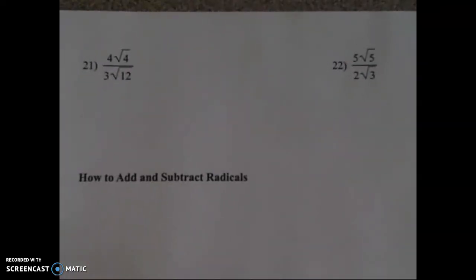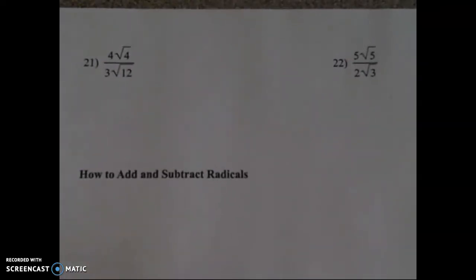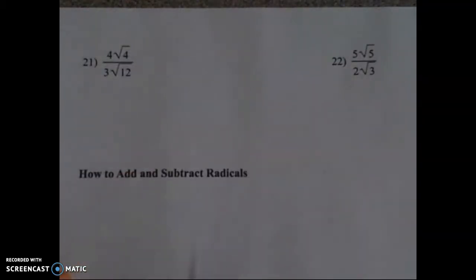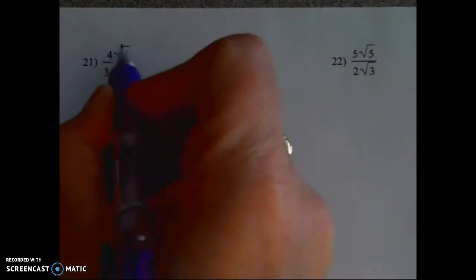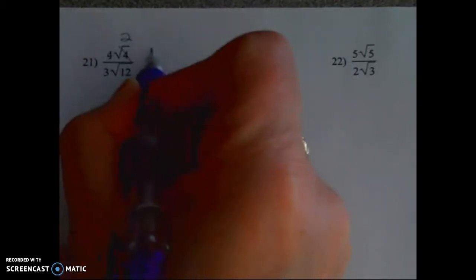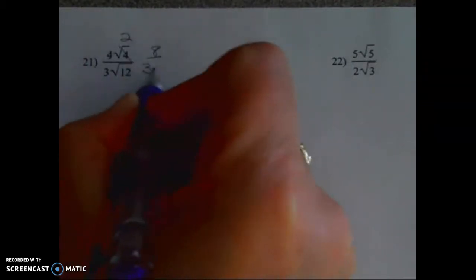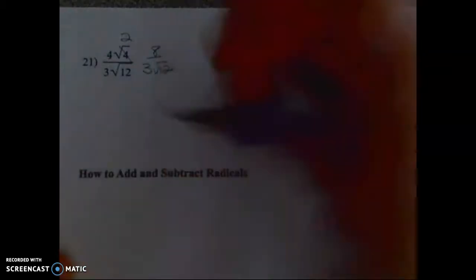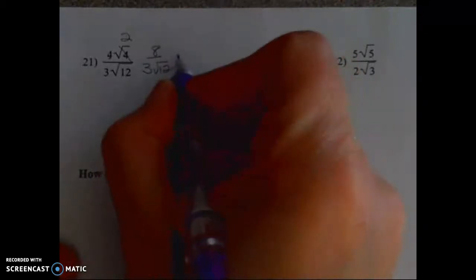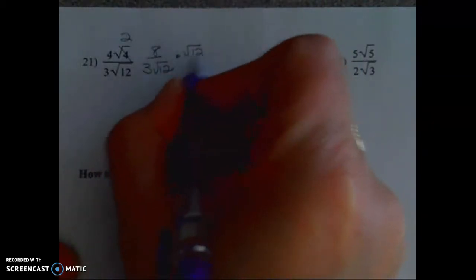Sorry. Number 21. Look for perfect squares. That's a perfect square. So the square root of 4 is 2. 4 times 2 is 8. Simplify the numbers inside and outside the radical. Can't do that, but we can rationalize the denominator.